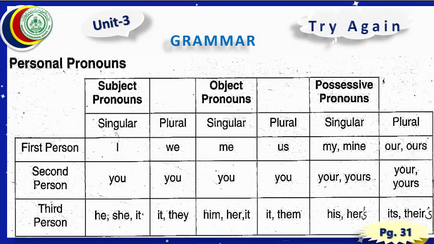Dear students, this is the preparation of the next exercise of Unit 3. Here you can see personal pronoun. Personal pronoun, when used as subject, has two cases. As a subject, it can be singular. As a subject, it can be plural. When it is singular, it will be I, we, you, he, she, it.